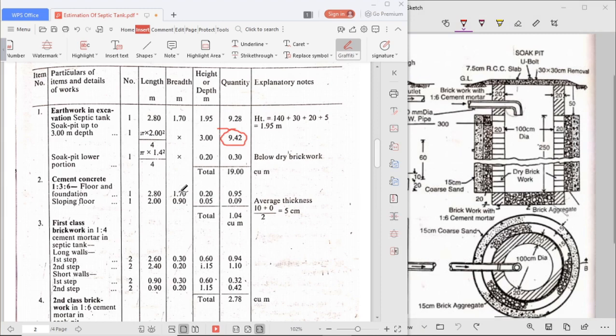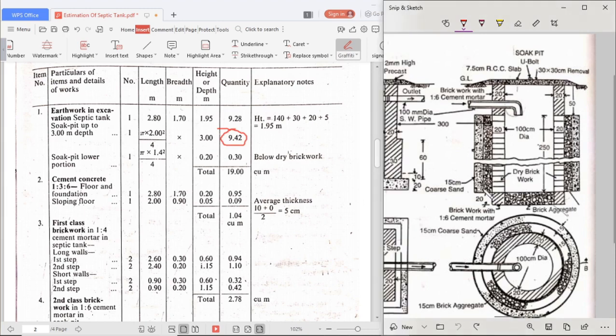Now soak pit below portion, lower portion. Okay. For the lower portion, so 100 plus here 20, here 20. 100 plus, see here, this 120, this 120 plus 40. What it will become? 1.4. 140 is nothing but centimeter, it is 1.4 meter.